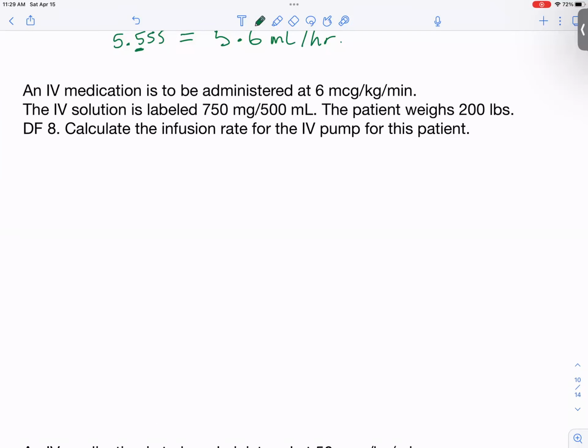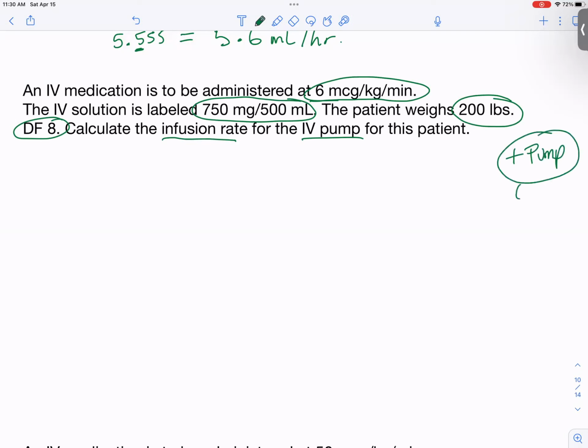Alrighty, so same steps, same process. What does the doctor order? That's my given. I got a weight in pounds. I got a concentration from the pharmacy, a 500 milliliter bag of fluid. I got a drop factor, and it says infusion rate, and it says IV pump. If it says IV pump, it has a pump. I do not need the drop factor because it's asking me for an infusion rate, so I'm crossing it off. So I know I'm solving milliliters an hour.